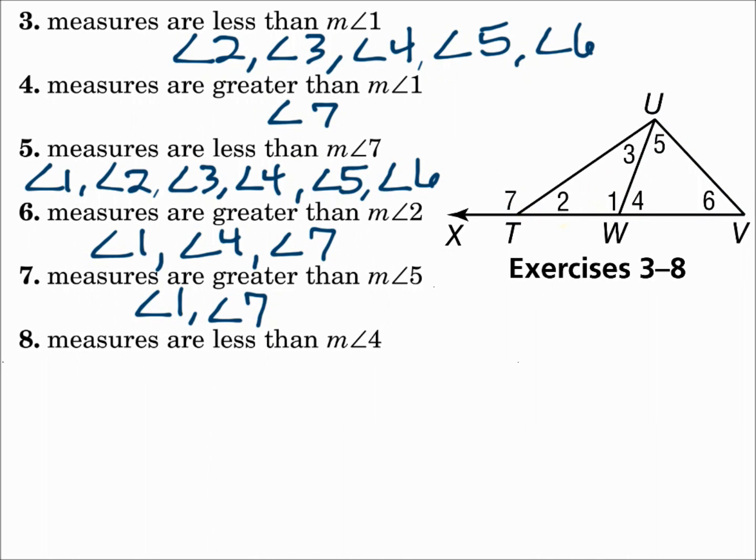Number 8, angles with measures less than the measure of angle 4. Well, angle 4 is an exterior angle of this triangle, and angle 2 and angle 3 are the remote interior angles. So we know that angle 2 and angle 3 have measures less than the measure of angle 4. Exterior angles have measures greater than the measures of the remote interior angles, and obtuse angles have measures greater than the acute angle measures.